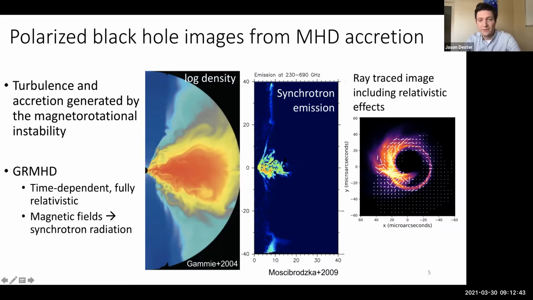Okay, so going to the middle plot, this is what the synchrotron emission looks like in the coordinate frame around the black hole. And then if we ray trace it, this isn't the same image, but it could look something like this right picture, where we can then include all relativistic effects and calculate what polarized images are expected to look like for some physical conditions around the black hole.